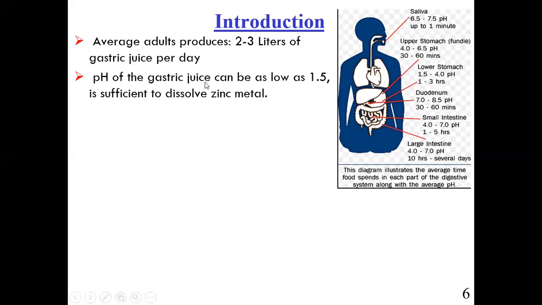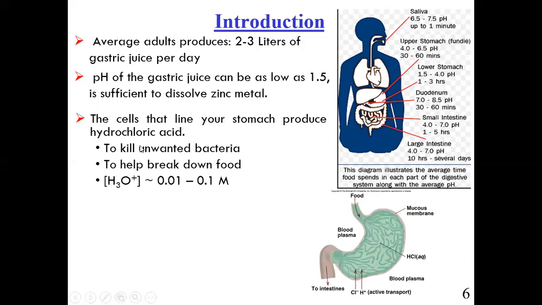And the pH of this gastric juice is as low as 1.5. And this is actually sufficient to dissolve zinc metal. Imagine if I eat zinc, my stomach can dissolve it. Guess what? If corona enters into our system, my stomach can dissolve that coronavirus.